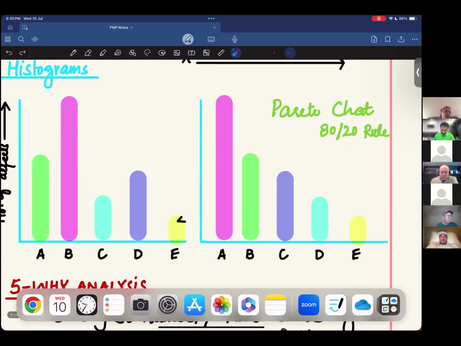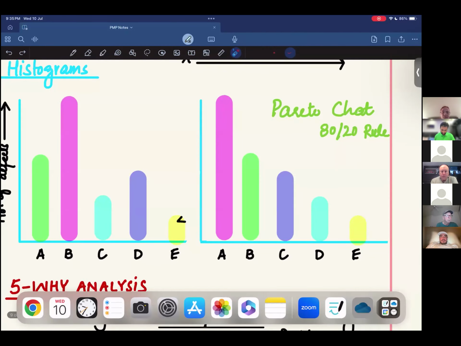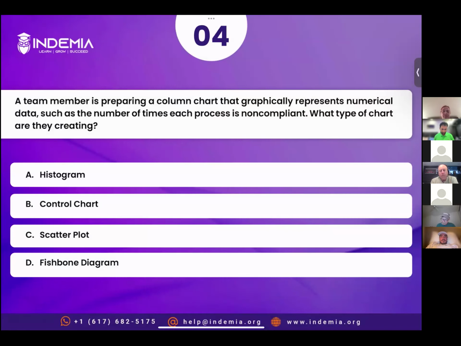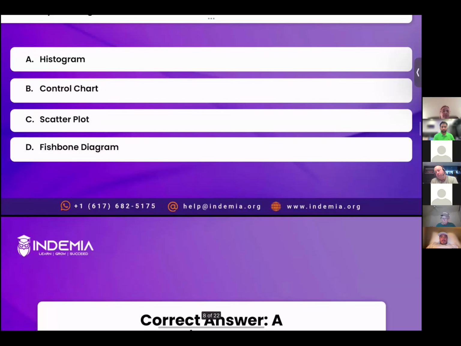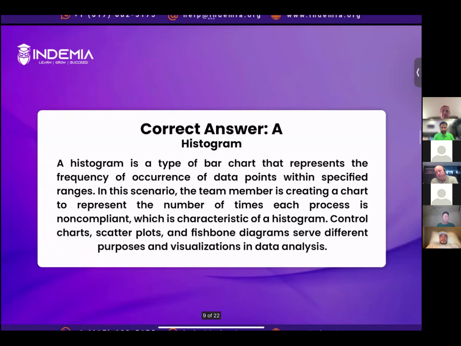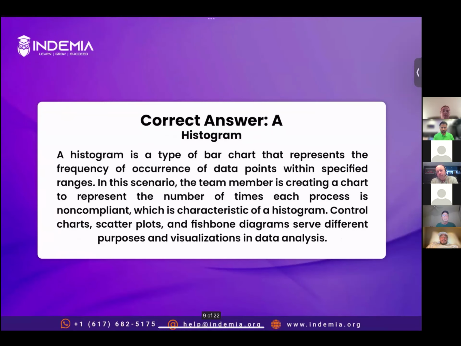All right, so let's go back. Okay, so the correct answer is option A, that is histogram. Next, let's read the explanation. All right, next question.